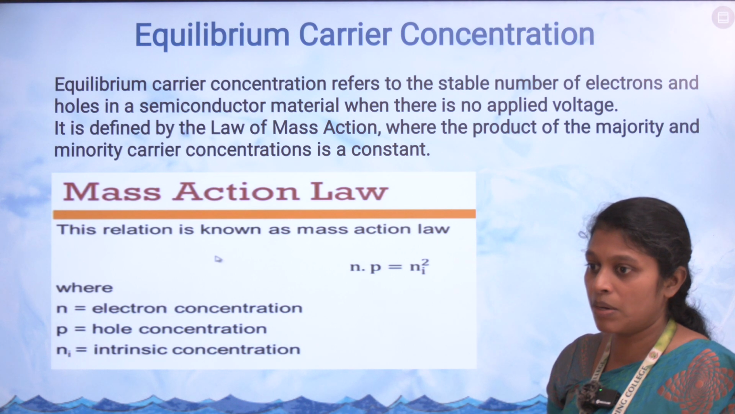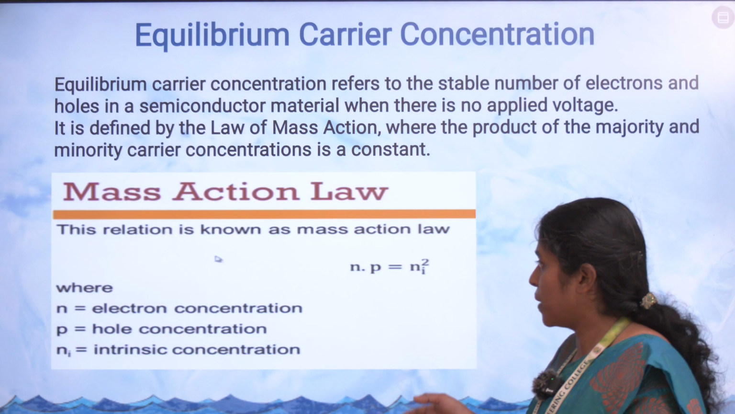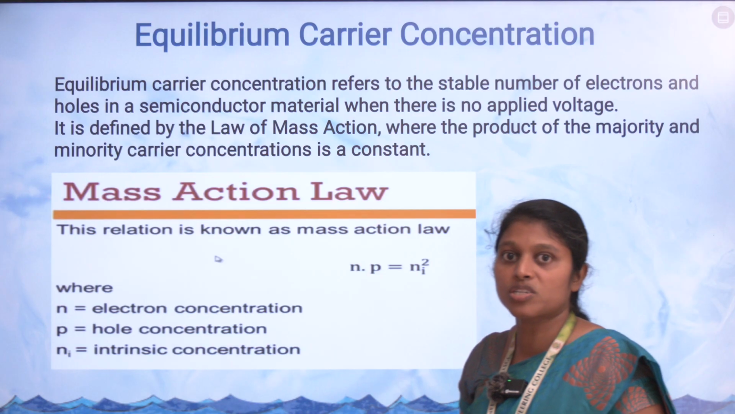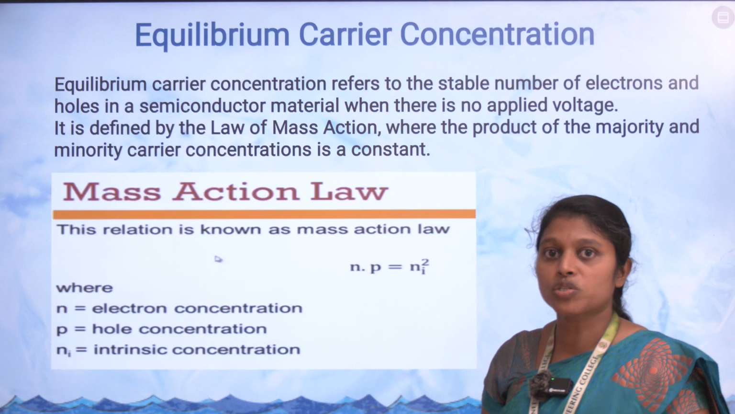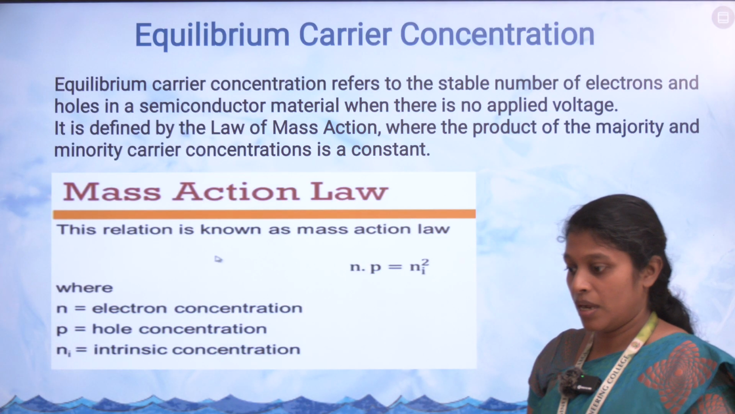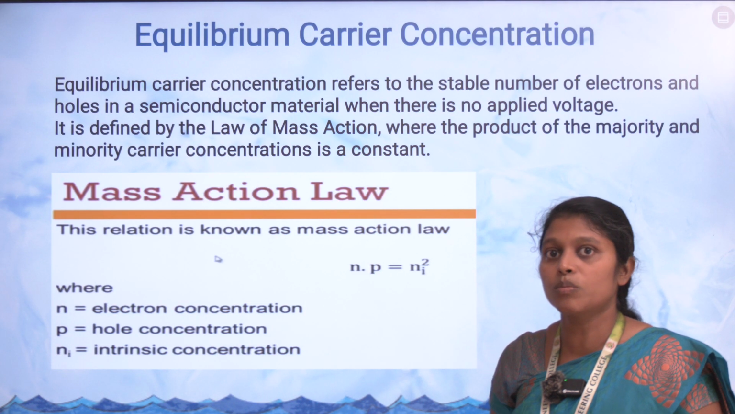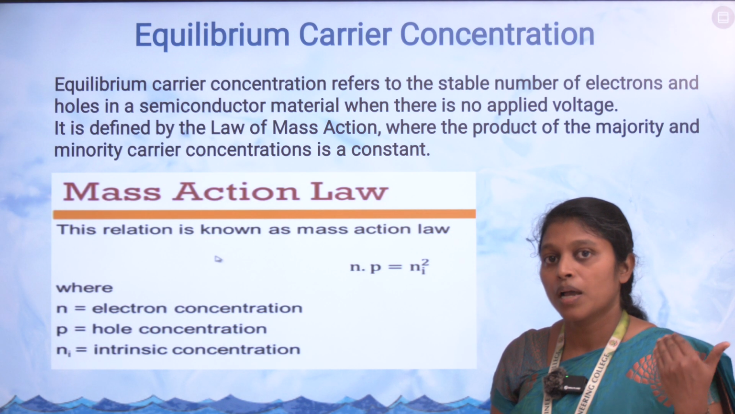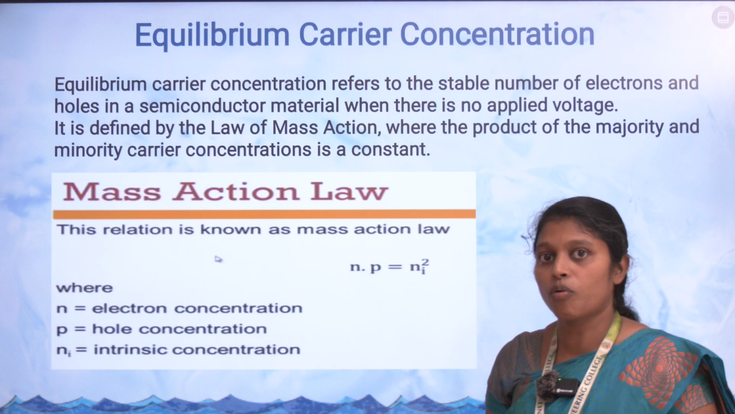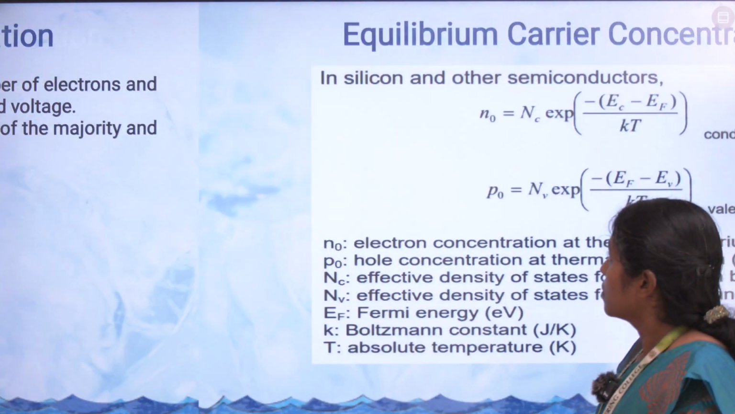The law of mass action is given by ni squared, which is equal to the product of n into p. So n refers to the electron concentration, p refers to the hole concentration, and ni refers to the intrinsic concentration. Intrinsic is a pure form of semiconductor material, in which the number of electrons and the number of holes are equal.